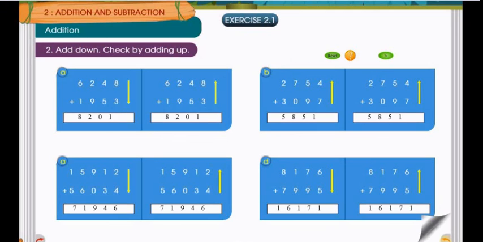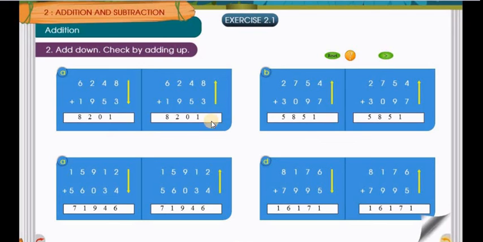How? So children, add downward. So first we have to add downward. 8 plus 3 is how much? 11. 1 carry over, 1. 4 plus 1 is 5. 5 plus 5 is, sorry, 10. 1, 0. Next, 2 plus 9 is 11. 11 plus 1 is 12. So 1 carry over, 12. 6 plus 1 plus 1 is 8. So here we have added downwards.